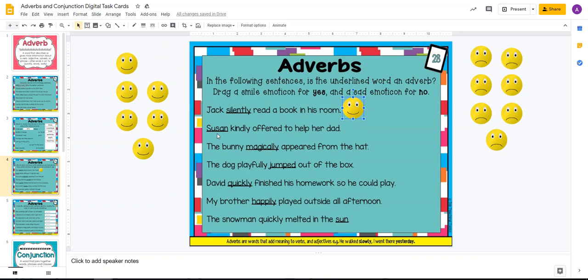If you can look here on sentence 2, Susan is underlined. I want you to think, is Susan an adverb? You guys decide, is it a smiley face or is it a frowny face? And that's what you're going to do for all of these sentences, okay?